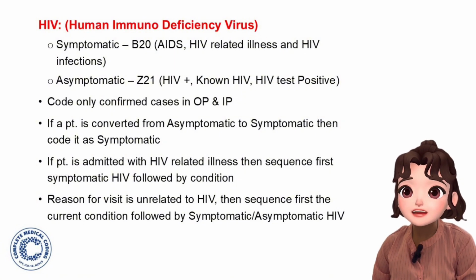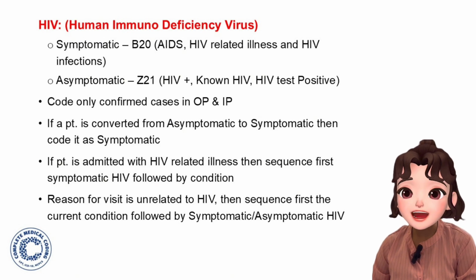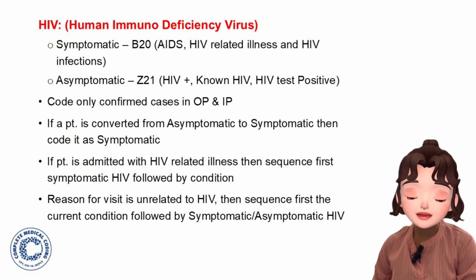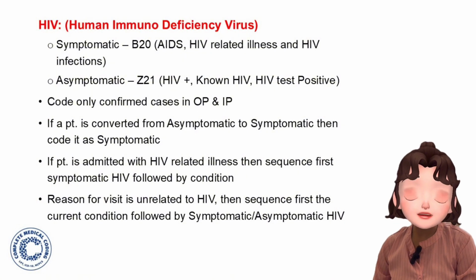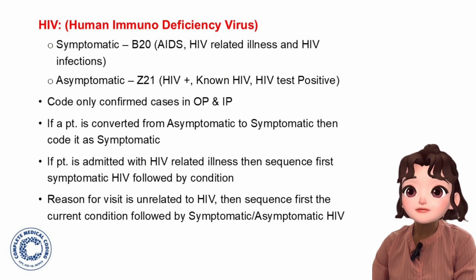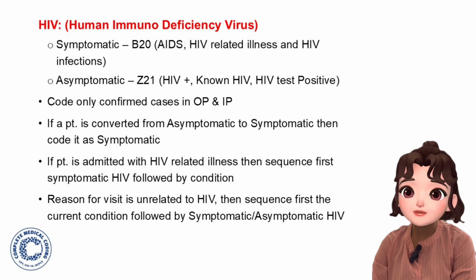Okay, so symptomatic B20 means AIDS, HIV related illness and HIV infections. All AIDS, HIV related illness, everything. If there are symptoms of HIV, you have to code B20. And if there are no symptoms of HIV, which means asymptomatic, you have to code Z21.